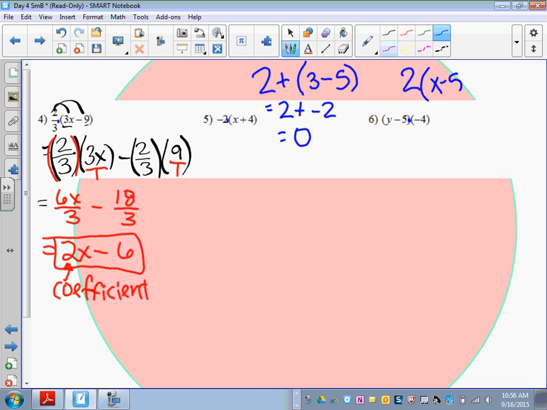Let's say 2 times the quantity x minus 5. So I'm multiplying here, and that would be 2x minus 10. So notice the difference. Multiplication is when we can distribute. Addition or subtraction, we're just simply adding and subtracting whatever that simplifies to. Alright, so let's take a look at number 6. So I'm multiplying the quantity y minus 5 times negative 4. Make sure you don't lose that negative. We're going to have to distribute my negative 4 to the y. So negative 4y. And then distribute my negative 4 to the 5. So minus, what is negative 4 times 5?